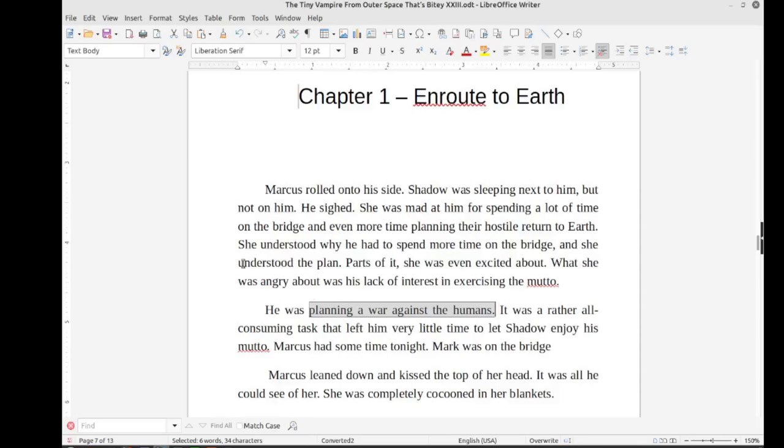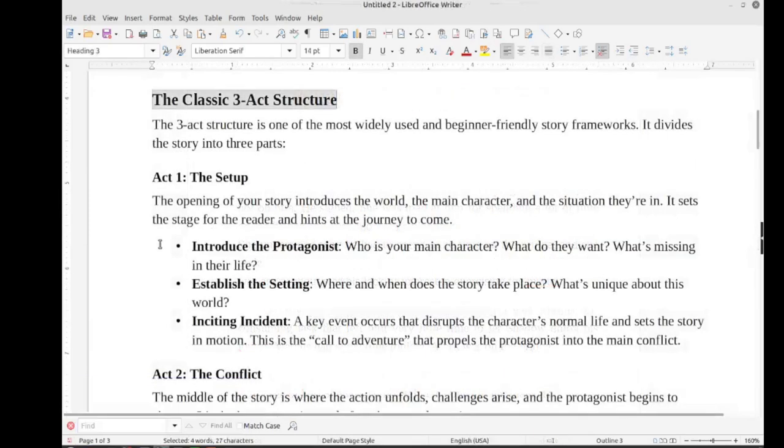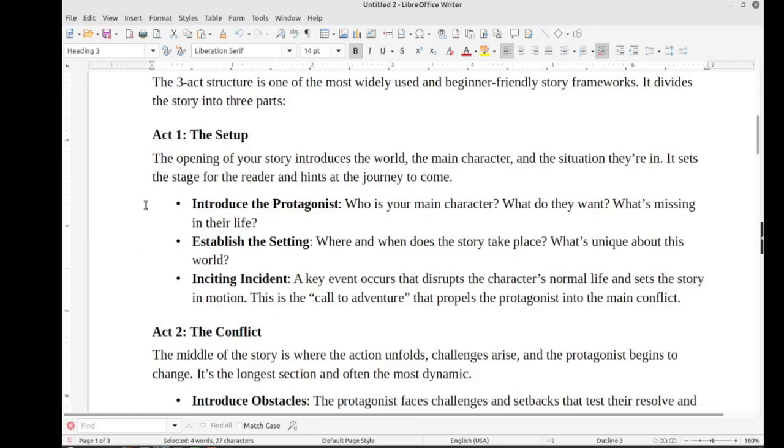So, let's go back to the opening setup. So, Act 1, the opening of your story introduces the world, the main character, and the situation they're in. So introduce the protagonist. That would be Marcus and Shadow. What do they want? They want to live on Earth in peace and vampire harmony. What's missing in their life? Peace and vampire harmony. And for Shadow, it's Mutto. Mutto is a euphemism. I'll let you guess the meaning of that.